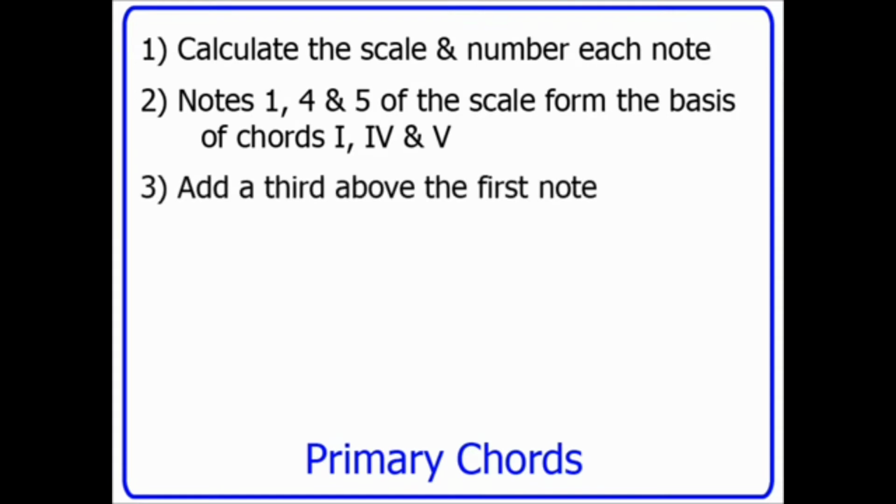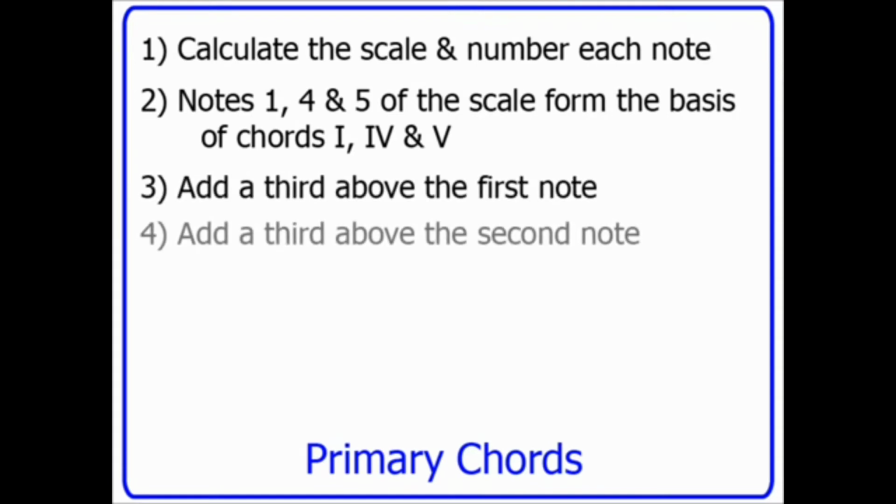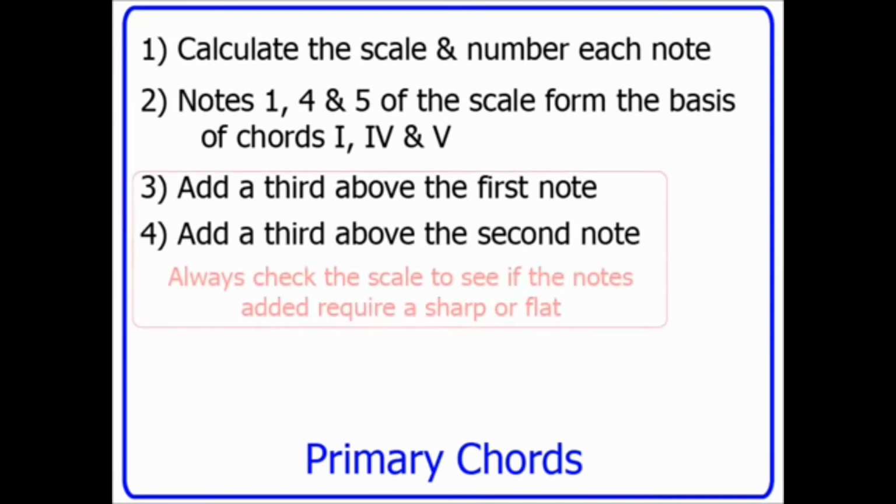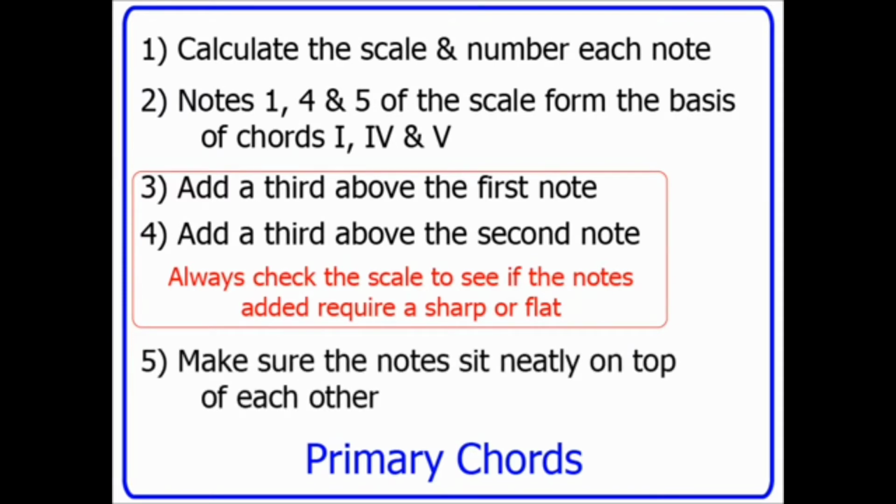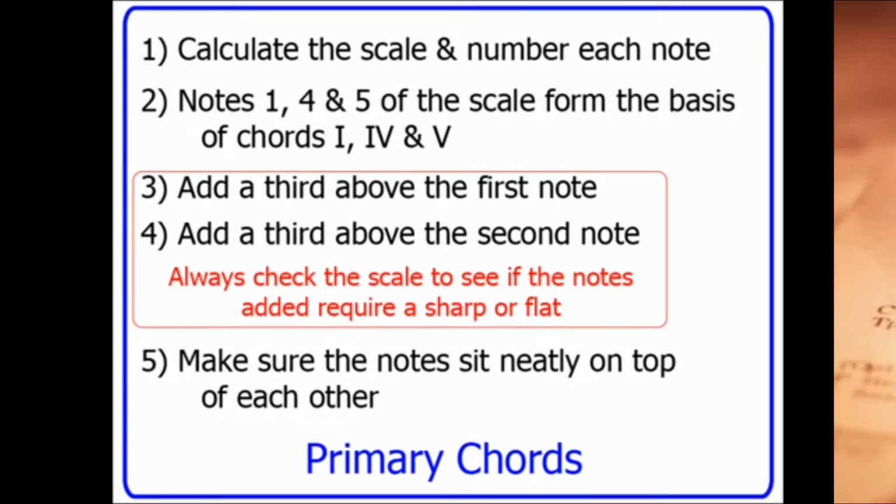You then add a third above the first note, and then another third above the second note. However, whenever you add a third above, always check the scale to see if the notes added require the use of a sharp or flat. For example, if the scale has a B flat in it, any chords which require a B will instead be B flats. And finally, make sure that the notes sit neatly on top of each other.